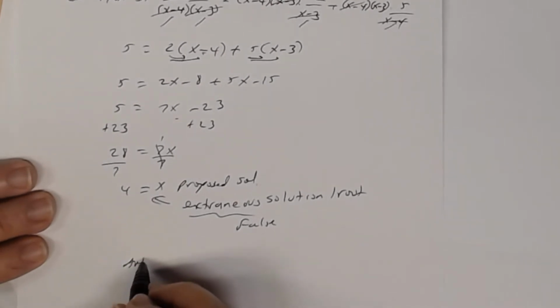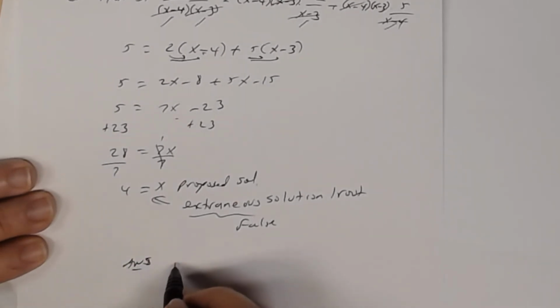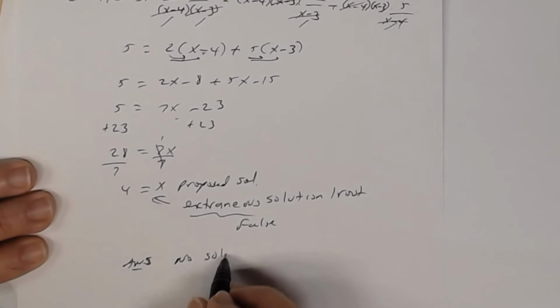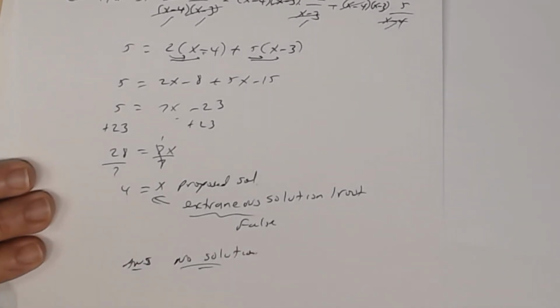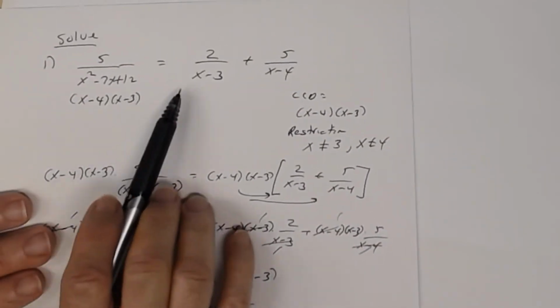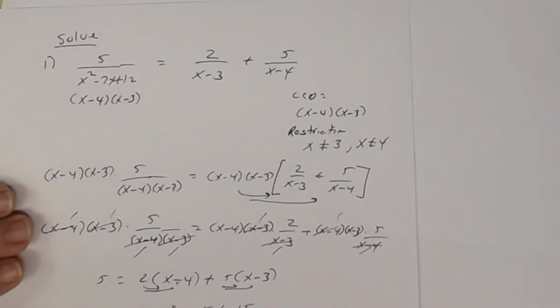So then you got to say the answer. You're going to say it's going to be no solution. So you have to say no solution. So that was your only proposed solution. So then you're going to say no solution. So this equation has no solution. All right, so that's number 1.